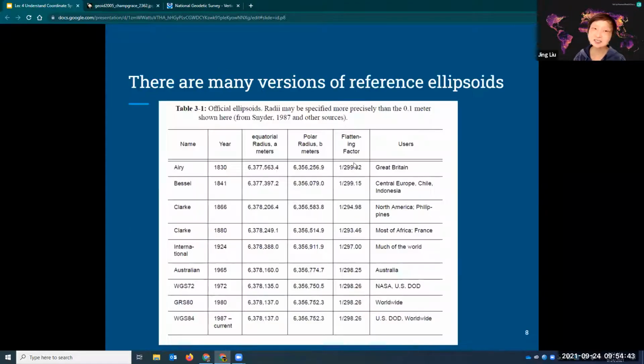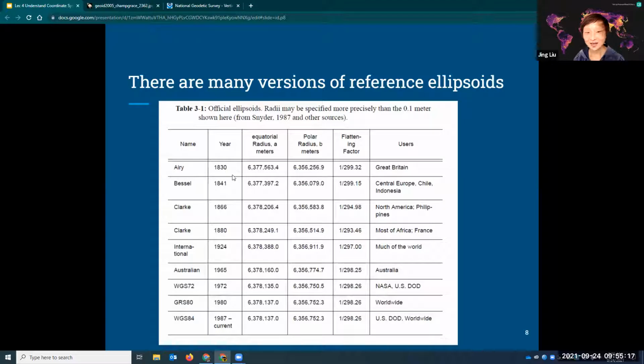You can see we actually have a lot of versions of the ellipsoid. Why? Well, number one reason: different users. You can see here in the last column, Great Britain versus Australia, they have different versions, right? And also the Earth's gravity field distribution changes with the year. The one I showed you is from 2014, but that changes every year.